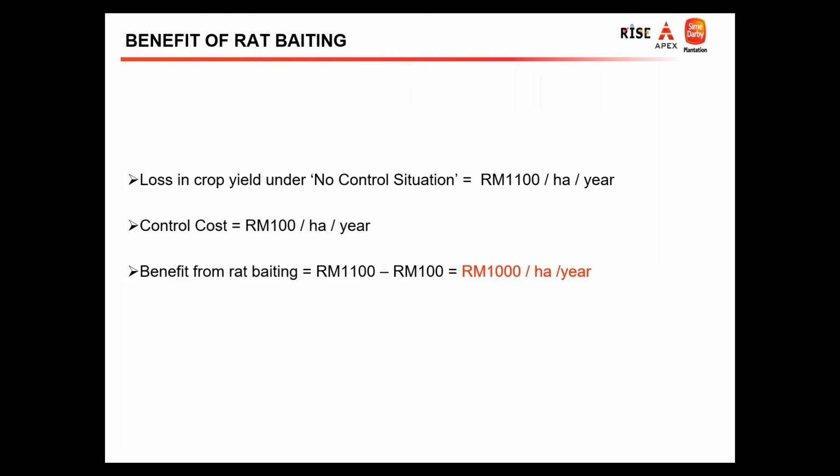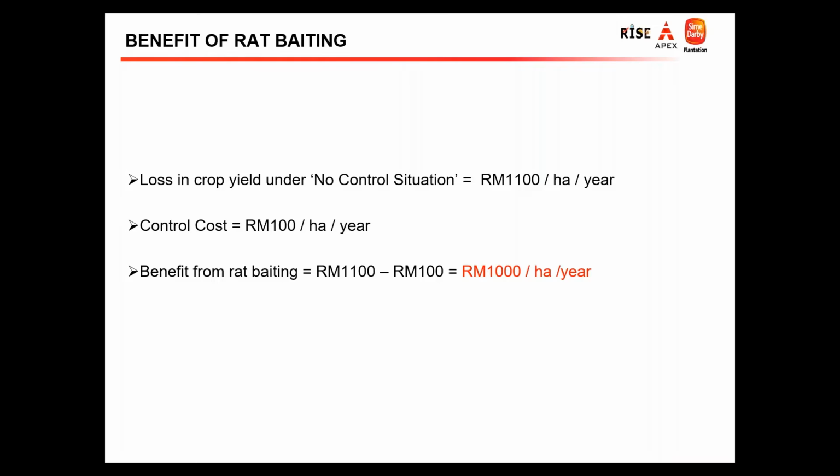Okay, benefits of rat baiting. Just now we saw we calculated the losses, and it comes to $1,000 per hectare per year. That's just talking about some 20% fresh damage. So what's your baiting cost? Your baiting cost is not very much. Baiting cost, you're talking of material alone.